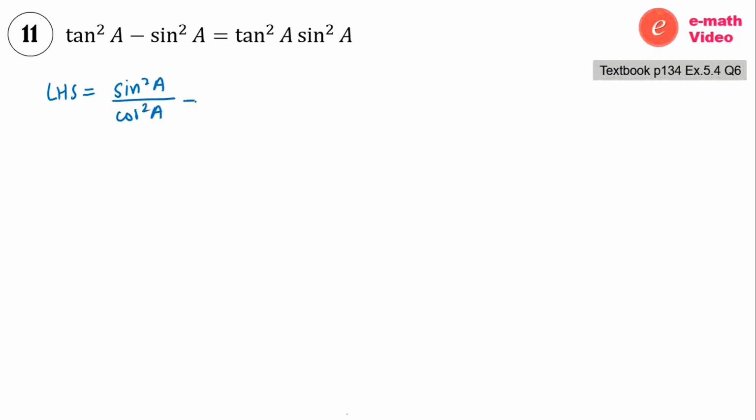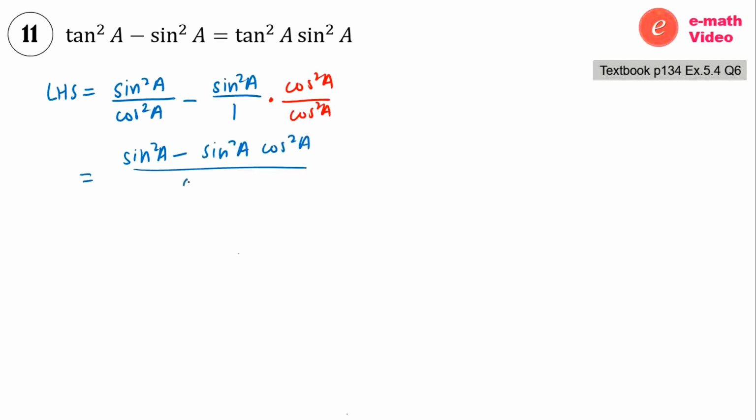Then minus sin square A is actually sin square A over 1. Okay, so I will multiply the second fraction by cos square A over cos square A so that I will have a common denominator, which is cos square A. So equals sin square A minus sin square A times cos square A over cos square A. And then on top, we can see that sin square A, we can factor it out. So sin square A times 1 minus cos square A over cos square A.